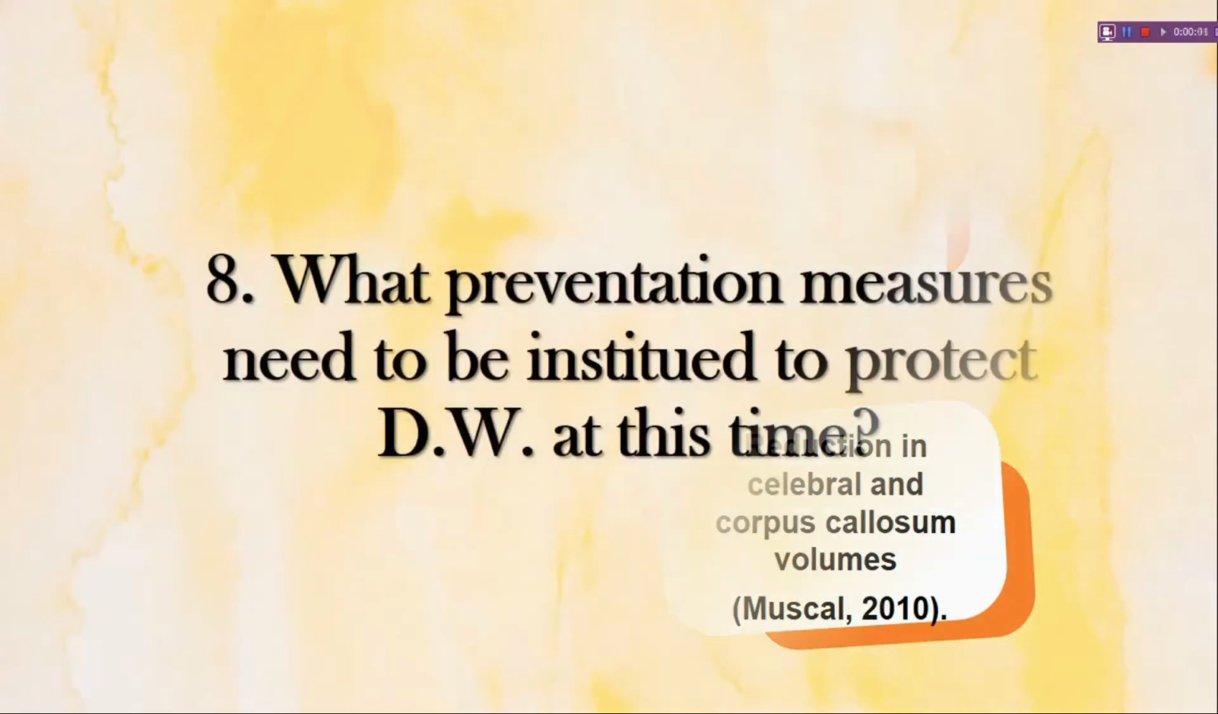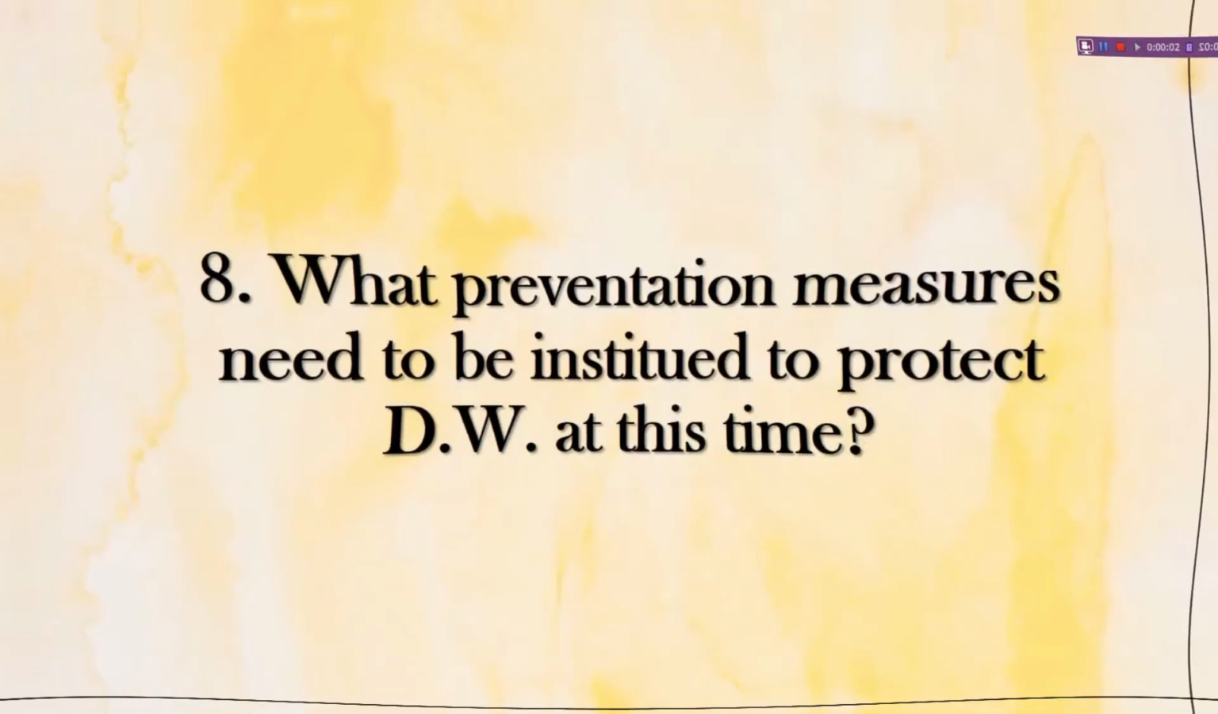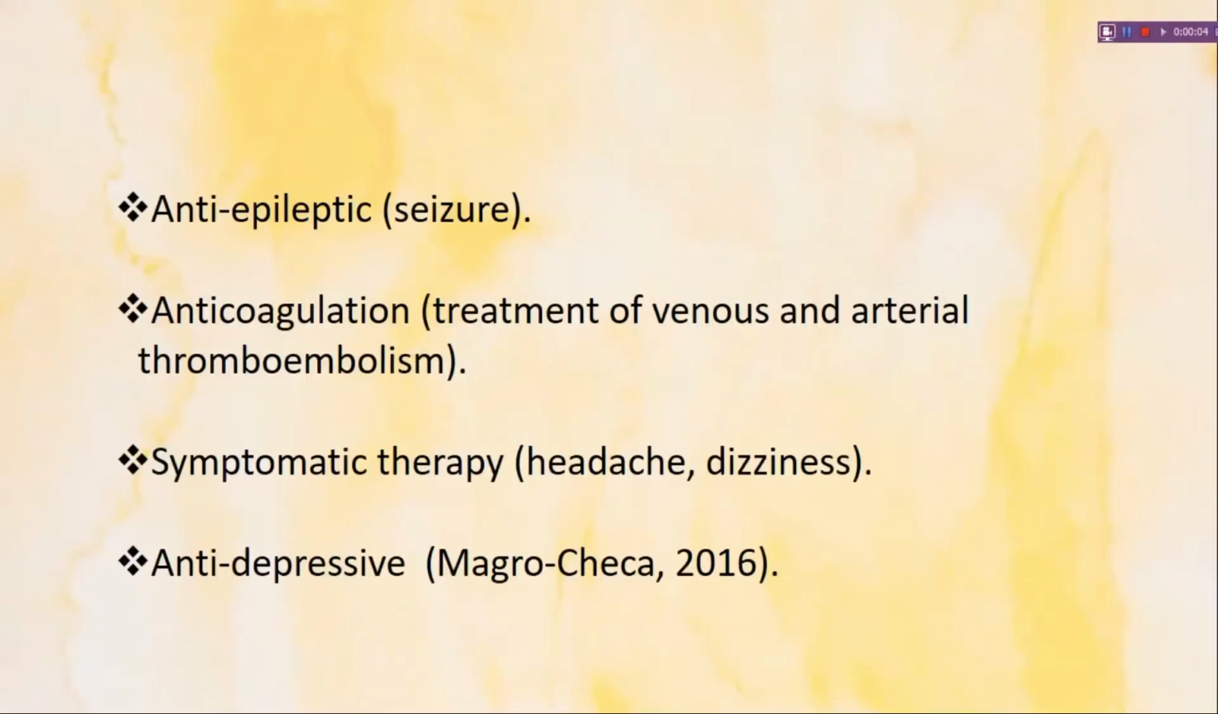Question 8. Preventive measures need to be instituted to protect DW at that time. Anti-epileptic drugs, such as phenytoin for generalized seizure and carbamazepine for focal seizure. Also, the anticoagulant drug, which is for treatment of venous and arterial thromboembolism, to reduce the stroke probability.